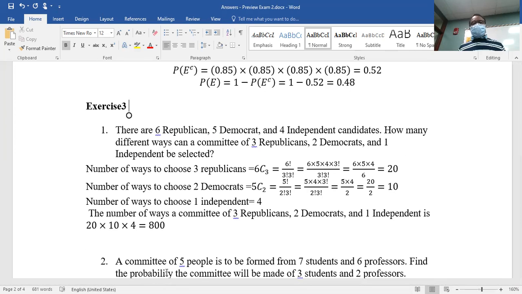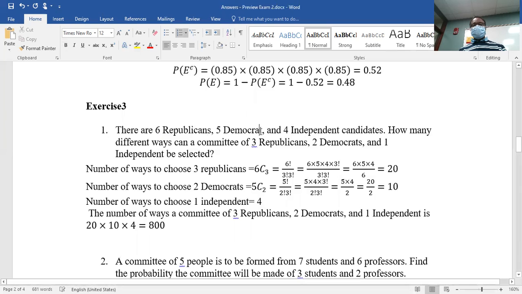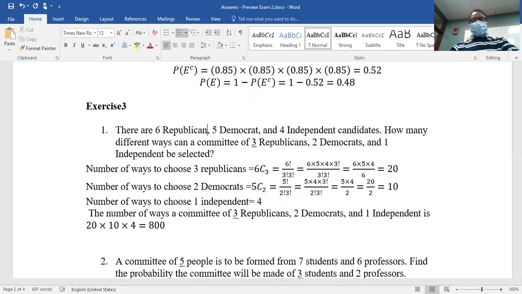There are 6 Republicans, 5 Democrats, and 4 independent candidates. We can remove the S because it's about candidates. 6 Republican candidates, 5 Democrat candidates, 4 independent candidates. How many different ways can a committee of 3 Republicans, 2 Democrats, and 1 independent be selected?